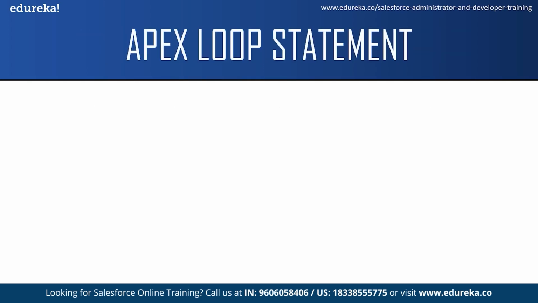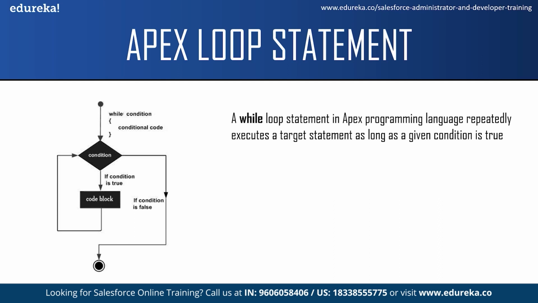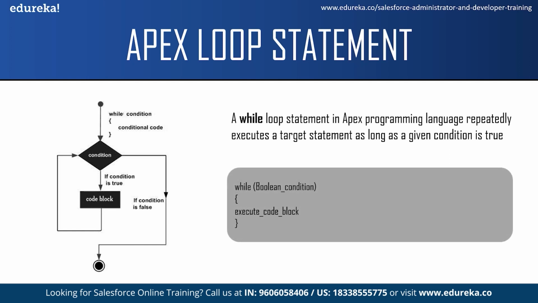Now let us see what are looping statements in Apex. The first looping statement in Apex is the while loop. The Apex while loop repeatedly executes a block of code as long as a particular Boolean condition remains true. After the condition becomes false, the control comes out of the loop and the other statements are executed after that. This is the syntax for a while loop. The syntax starts with the while keyword, then it checks for the condition, and if it is true, the set of code is executed. So let me switch to the Salesforce console to show the working of the while loop.